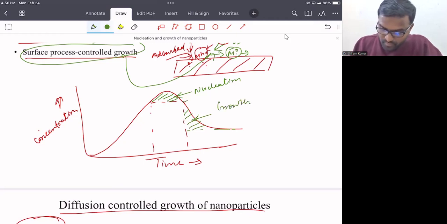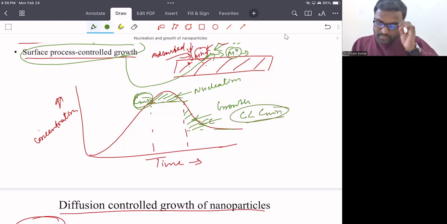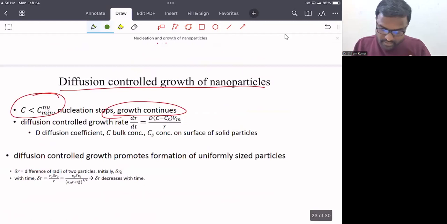In this particular case, for nucleation we need the critical concentration. But here the concentration is less than this critical concentration. In this particular zone, C is less than C minimum, right? So in this condition, only the growth process happens, not the nucleation process.